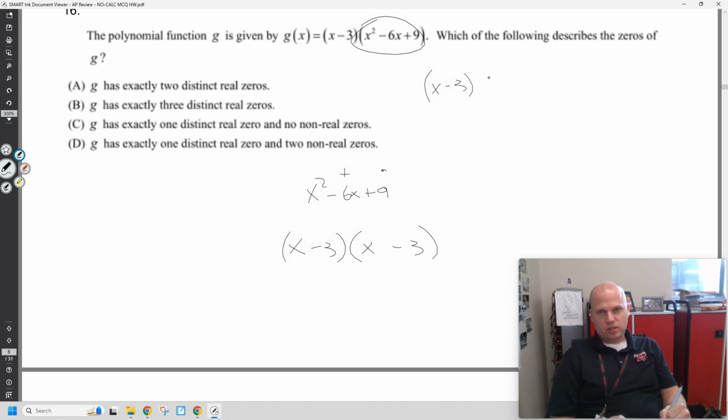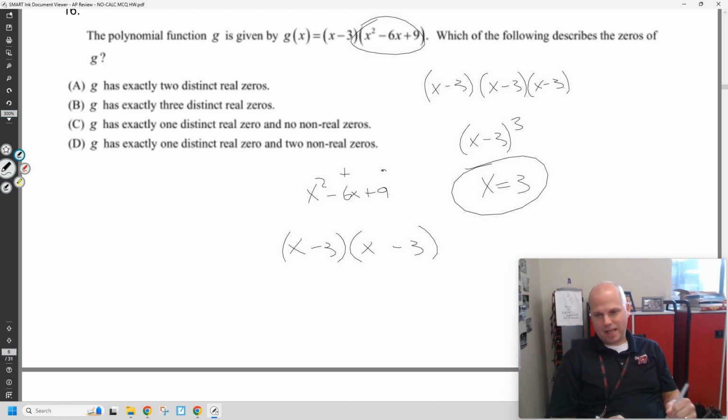So this actually turns into x minus 3 squared, which means g of x turns into x minus 3 cubed, which means I have one distinct real solution. I know there's going to be 3 solutions total. There it is. X equals 3, whose multiplicity is 3. It's got one distinct real zero, no non-real zeros. We're starting to think there could be a complex zero, but there isn't here.